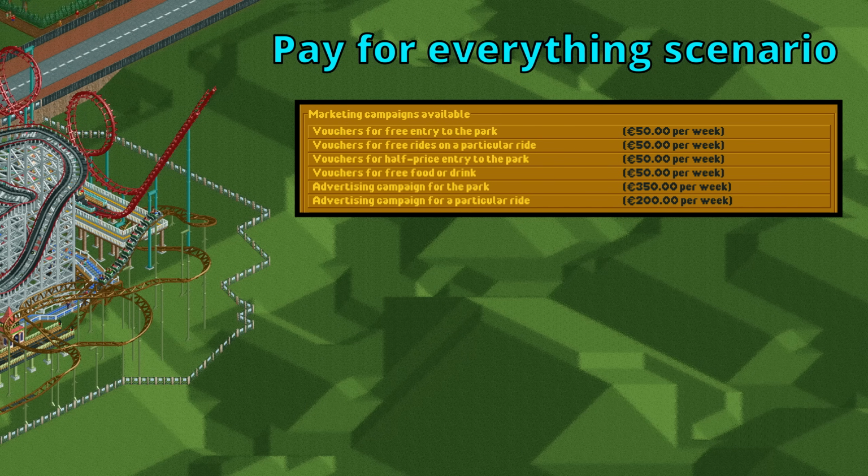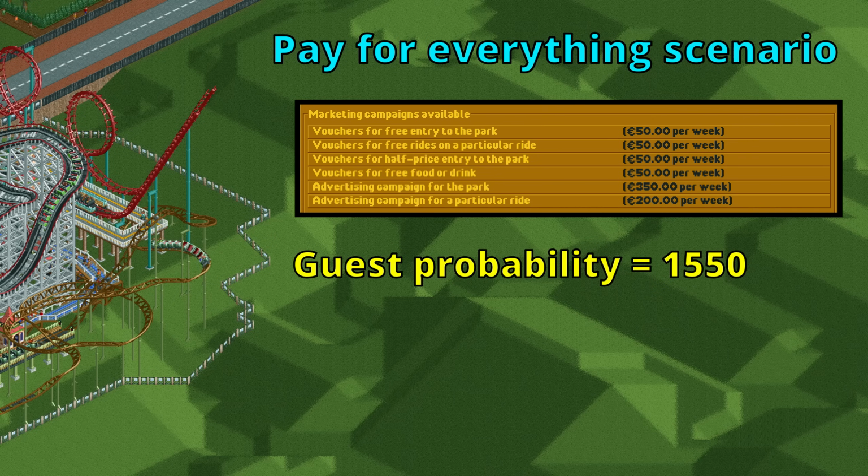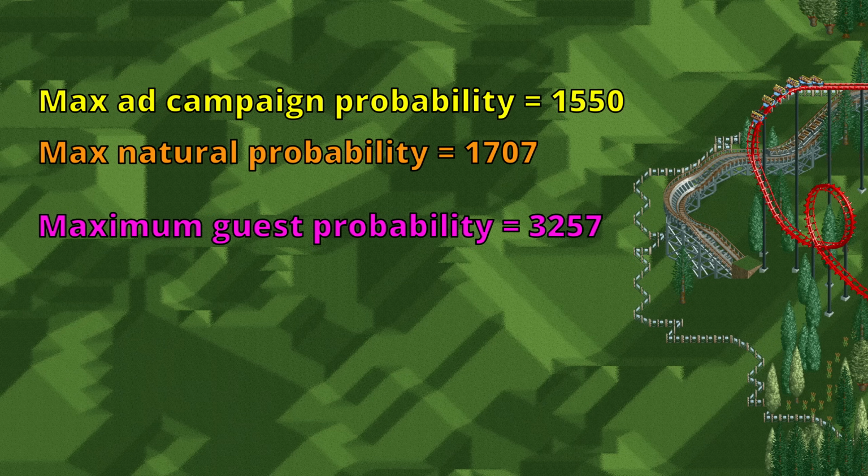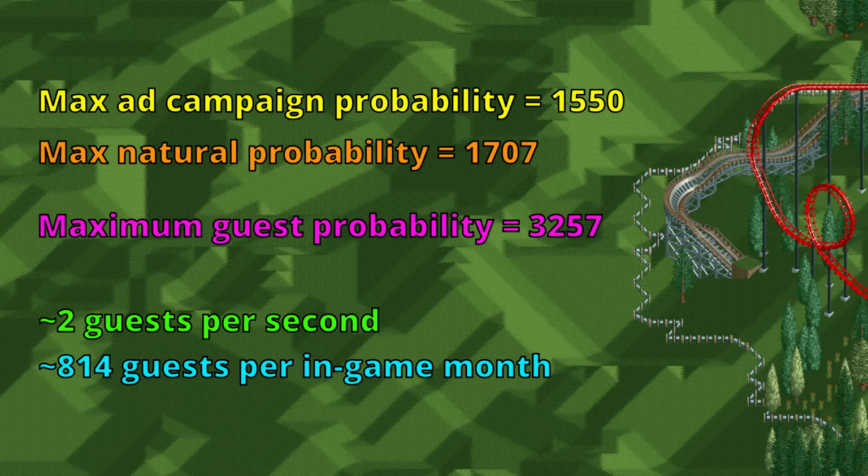If you're playing a park where you can charge for both the entrance and the ride, you can get a guest probability of 1550 if you run all ad campaigns at the same time. Combined with the 1707 from the natural guest probability, this is a probability of 3257. This spawns roughly 2 guests per second, or about 814 guests in one in-game month.